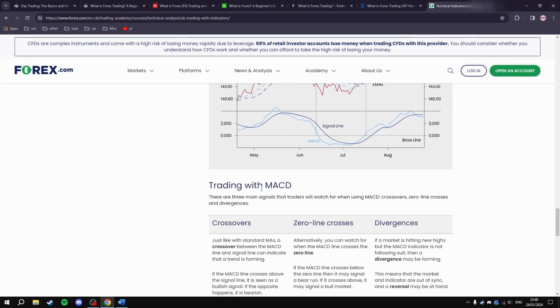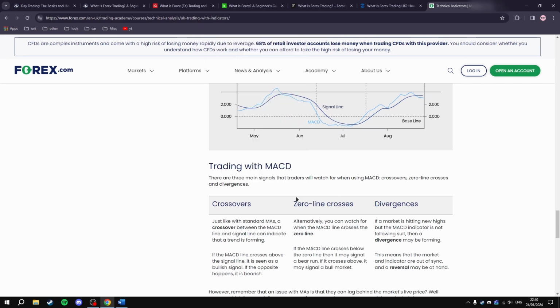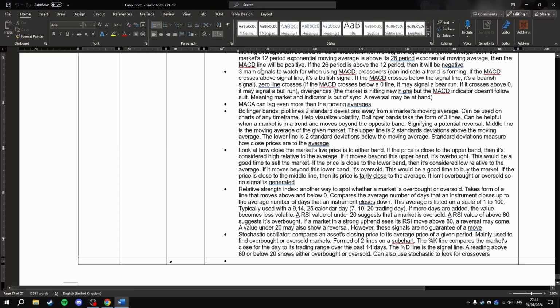So, trading with MACD. There are three main signals that traders will watch out for when using MACD: crossovers, zero line crosses, and divergences, which I think is what I wrote. There's three main signals to watch for when using MACD.